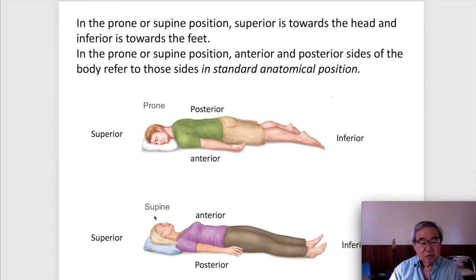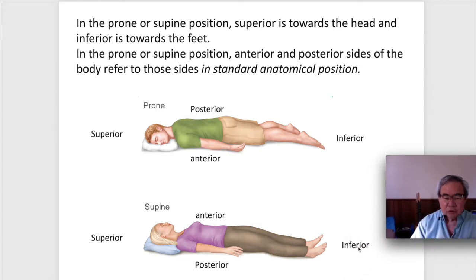Here's going to be the supine position. In the supine position, the patient is lying on her back, still superior toward the head, inferior still toward the feet. Now anterior is this side, upward, because this is the anterior side. The patient is flipped over, posterior is on the other side. So all these terms are relative to the patient standing in the standard anatomical position.